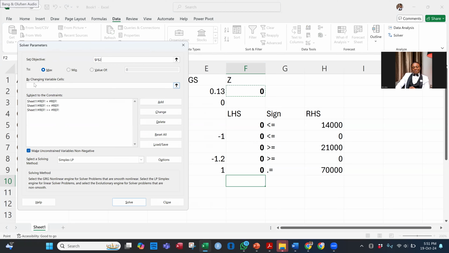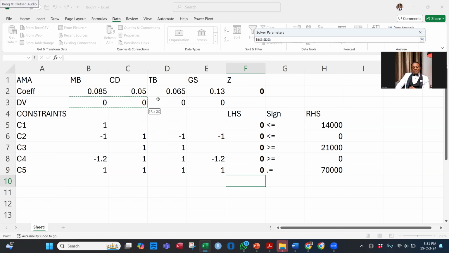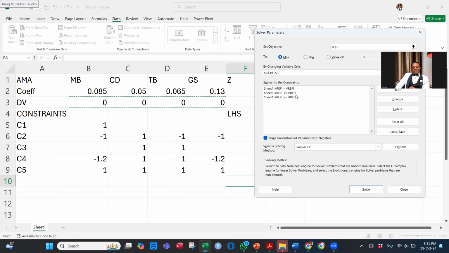Then inside the by changing cells, you collect all the 4 decision variables into it. Okay, so you go and click the first one, which is 0, second one, which is 0, third one, which is 0.